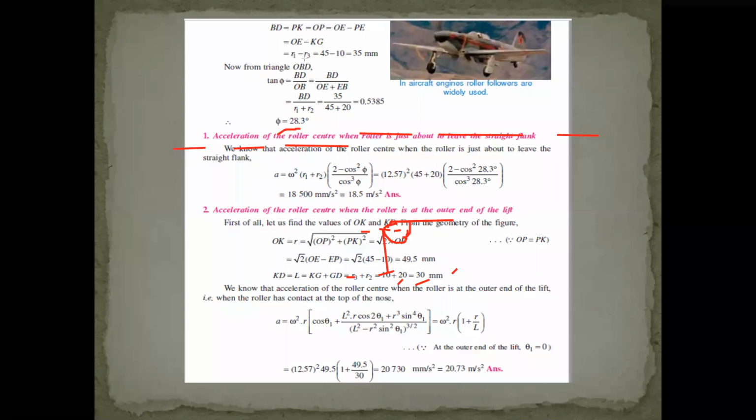So that means 45 minus 10. Then substituting the known values, R1 is there and R3 is there, so that gap is our 35 mm. So the BD value is 35 mm.